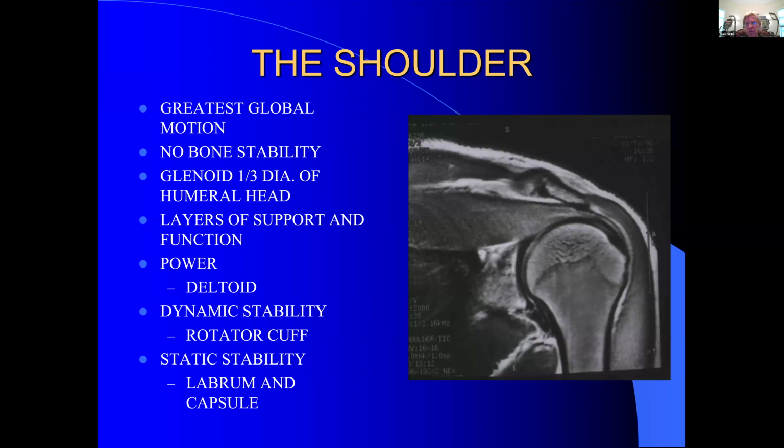So the power comes from the deltoid. The anterior, lateral, and posterior deltoid basically elevate the arm in all of those three different directions. But in order to do so, the rotator cuff provides dynamic stability. In other words, it sucks the humeral head into the socket so that the deltoid can elevate the head. Otherwise, the humeral head rises up, which shortens the deltoid, and they can't elevate. And that's what you see with rotator cuff tears.